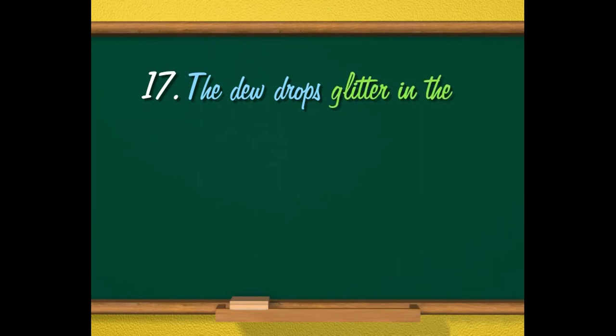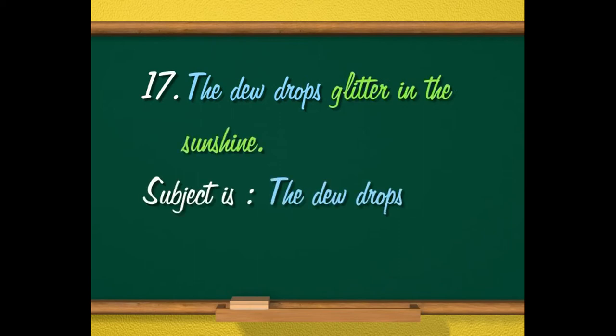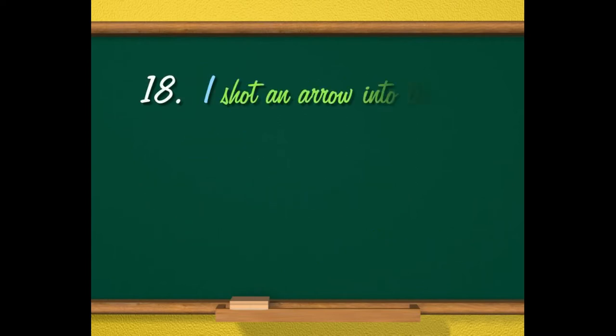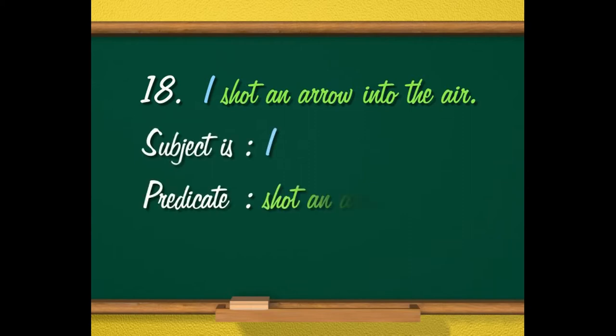The next question. The dewdrops glitter in the sunshine. Here the subject is the dewdrops and the predicate is glitter in the sunshine. I shot an arrow into the air. That's right, the subject is I and the predicate is shot an arrow into the air.